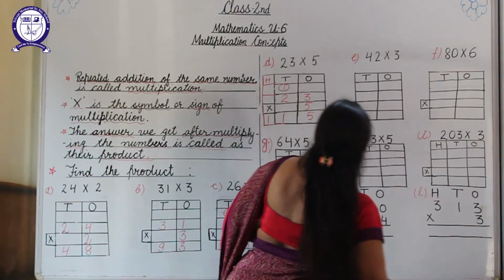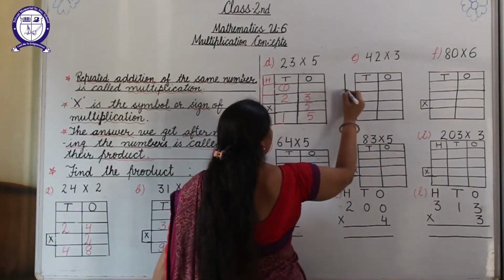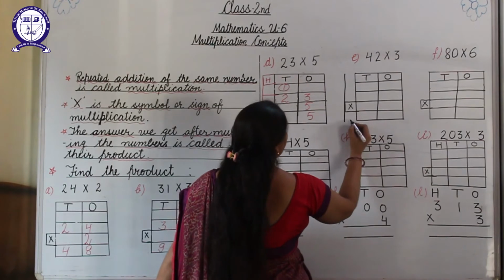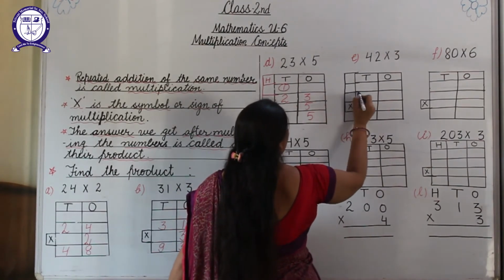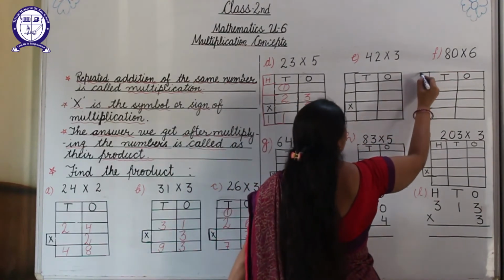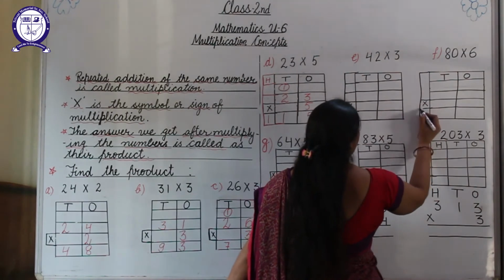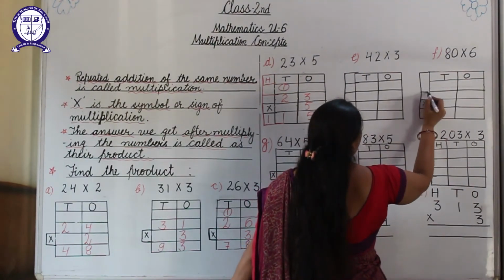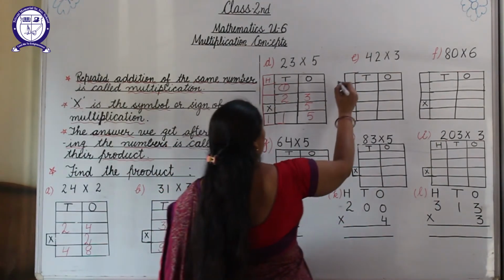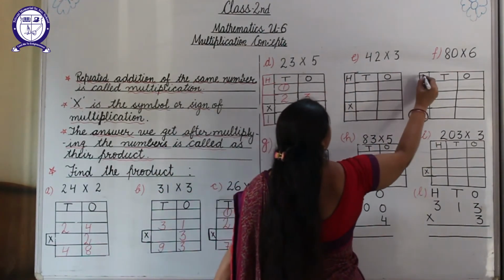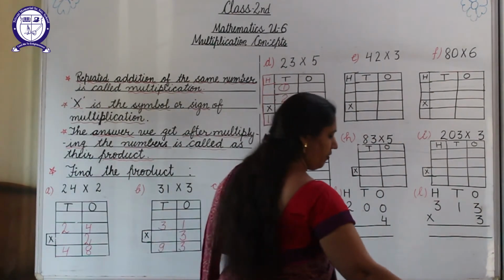So we have to arrange one extra column in this question because we have the hundreds place. After multiplying we have got the hundreds place, beta. Okay, we have to write it here like this. 42 multiply by 3.